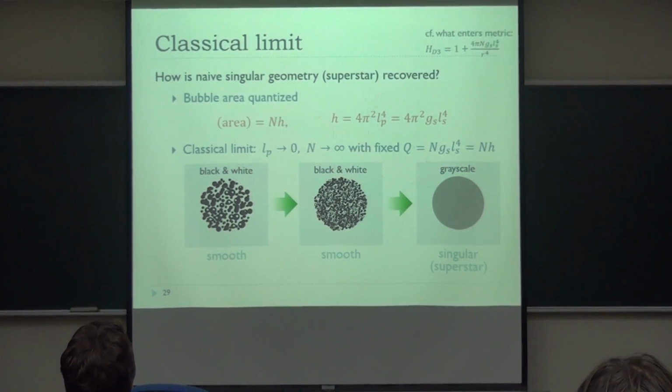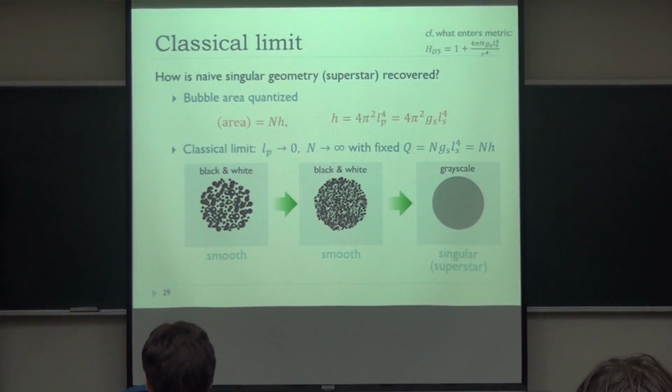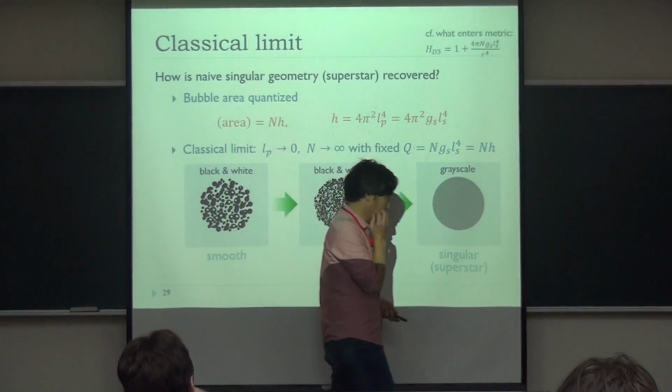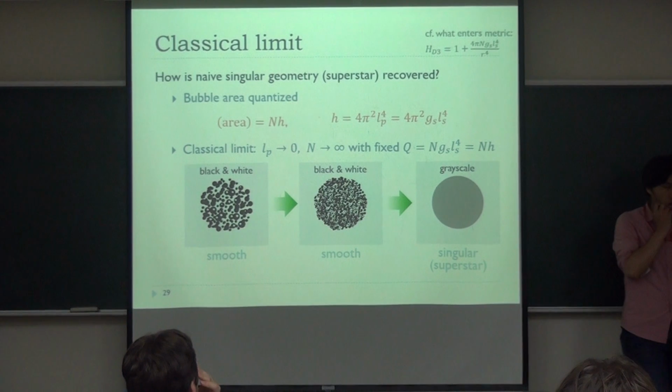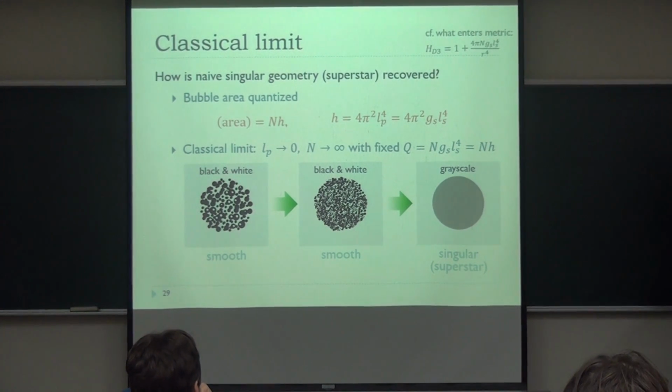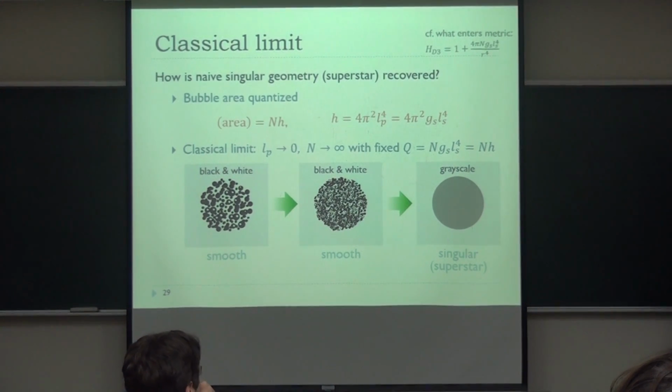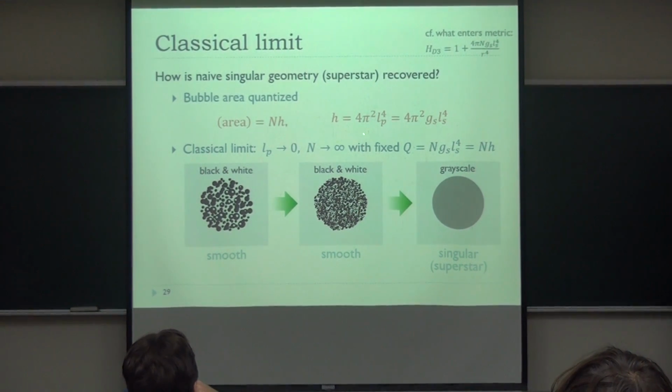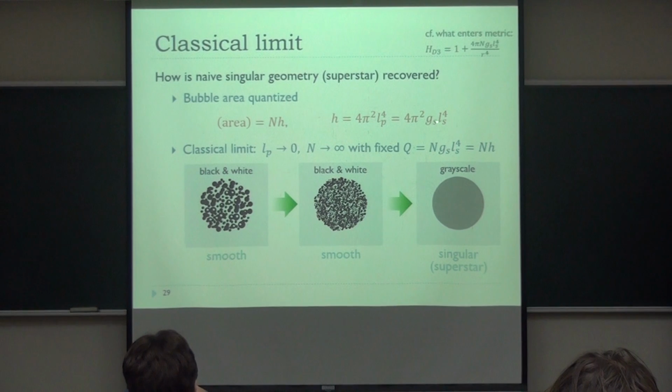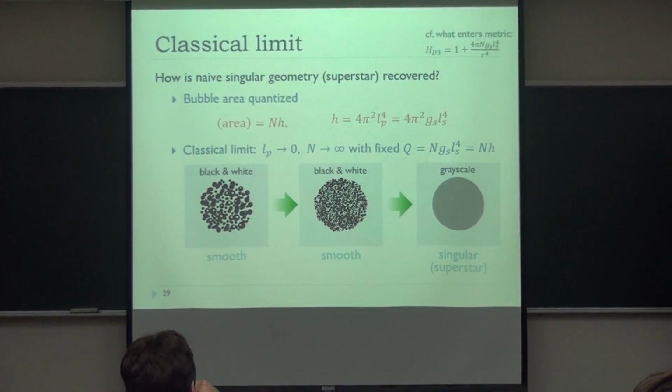I said that all these geometries are smooth, but in the end, the superstar geometry is singular. So how are these smooth geometries somehow representing the singular thing? The key is that the bubble area is quantized in terms of the Planck length. So as I said, the area is n times h, where h is the Planck length, basically, and it's g_s times l_s to the 4th.